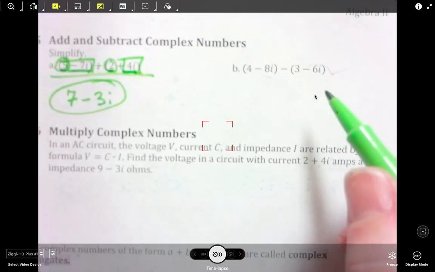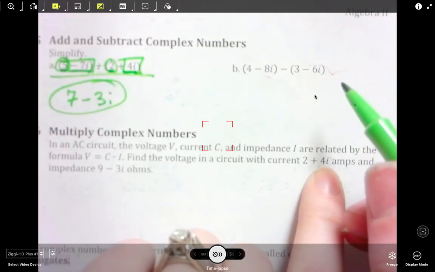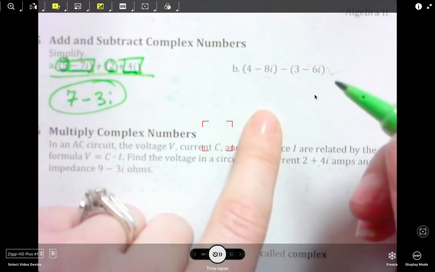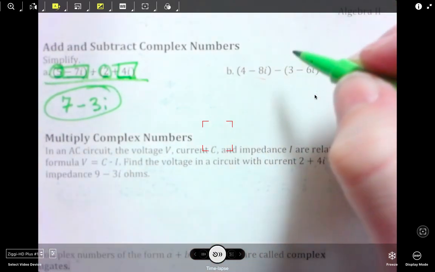Now, when you're subtracting... I feel like I'm trying to quiet you guys as a class when I'm sitting here with my children.